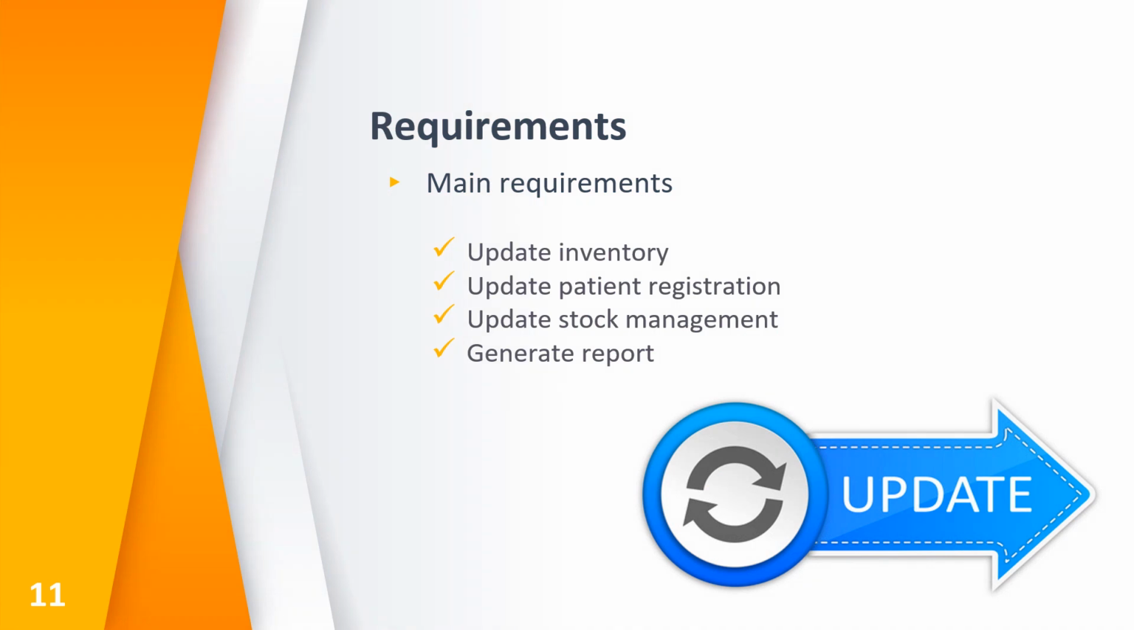Requirements can be divided into 5 parts, namely main requirements, functional requirements, non-functional requirements, performance and security requirements. The main requirements that should be included in this system are: update inventory, update patient registration, update stock, and generate reports. Pharmacists can update and view inventory and update processing status.